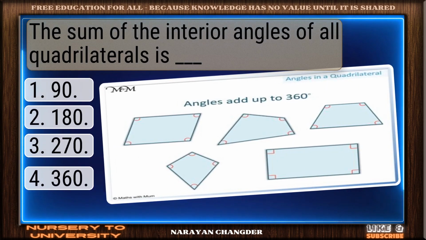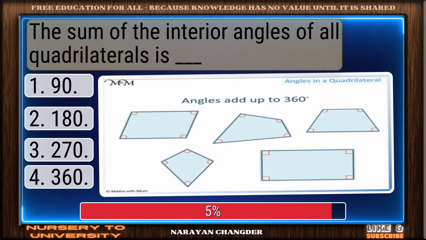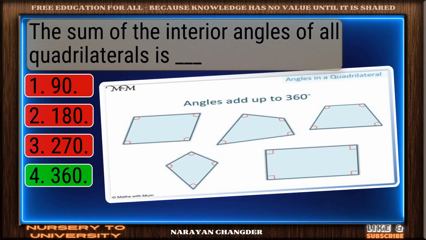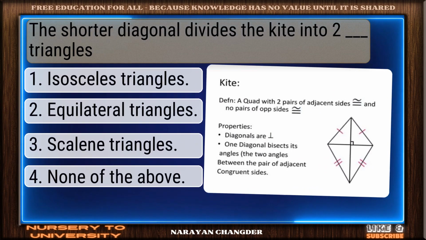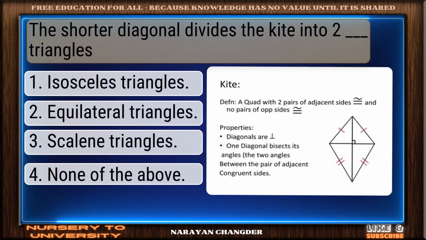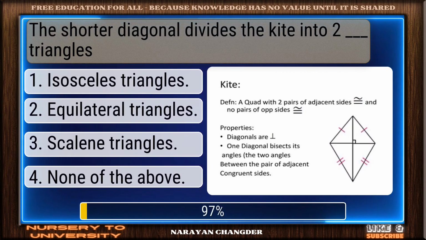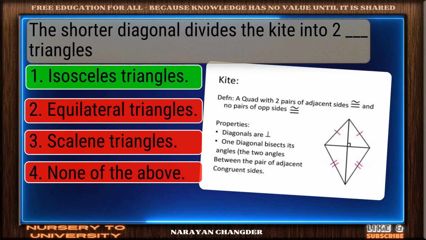Question number 77. The sum of the interior angles of all quadrilaterals is dash. Strong choice. 360 is the right answer. Question number 78. The shorter diagonal divides the kite into two dash triangles. Right again. Isosceles triangles is a valid answer.